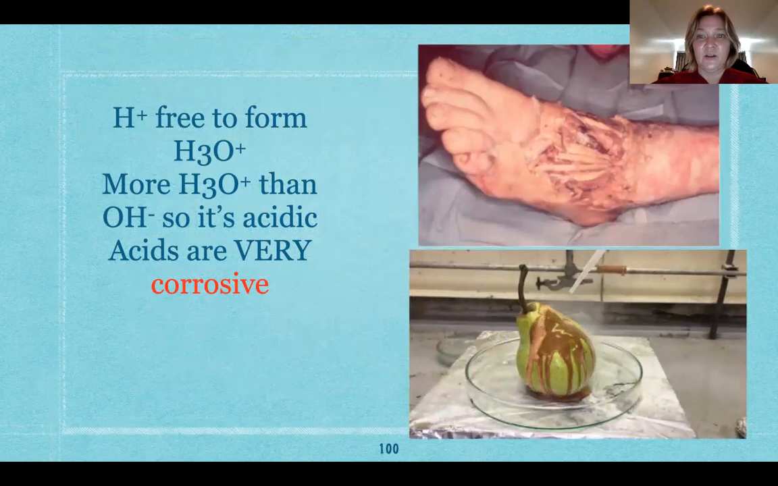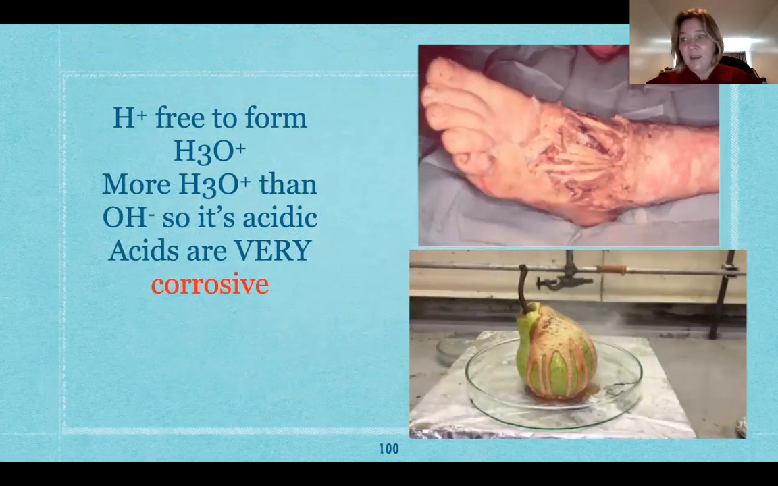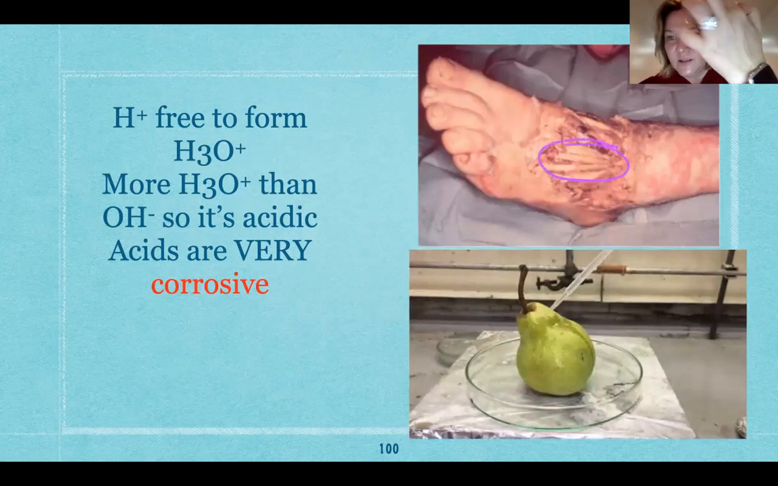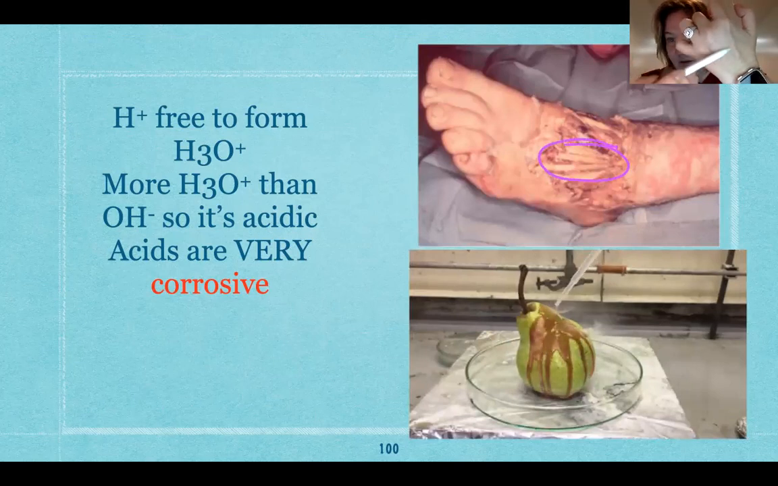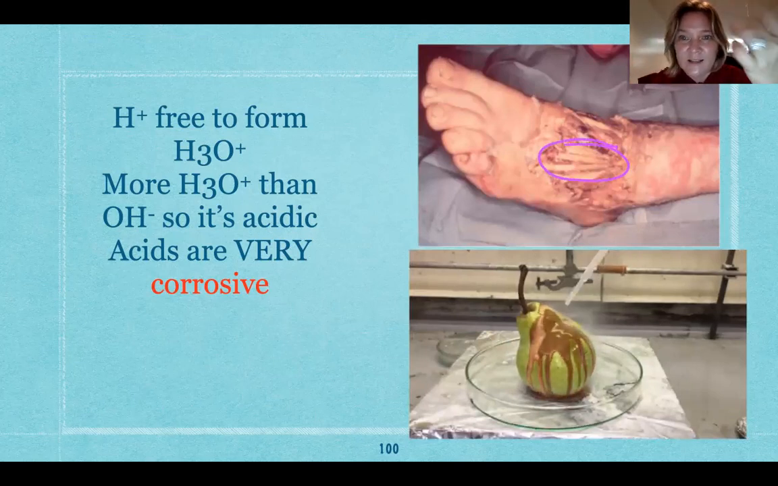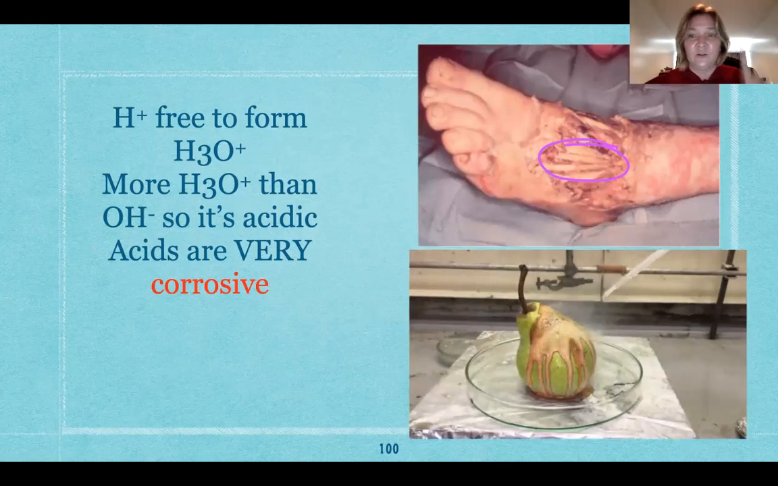This is a picture of a man who has dropped acid on his foot, and what you see here are the tendons. If you see those things moving in my hand, these things here, those are tendons. That's what connects the muscles to your bone to allow your toes to move. So that has eaten his skin away down to the tendon.